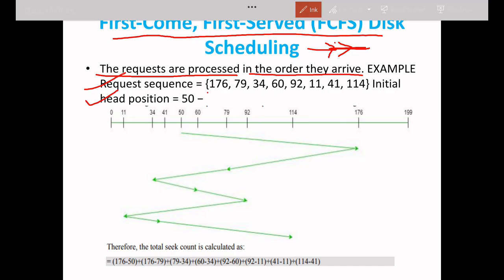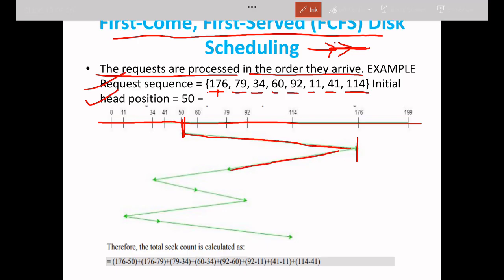The sequence is 176, 79, 34, 60, 92, 11, 41 and 114. I am writing one example. After solving this type of question, you can solve any question. At first I have written all these numbers on this line. Now I start from here, 50. First I got 176, so at first you have to execute 176.